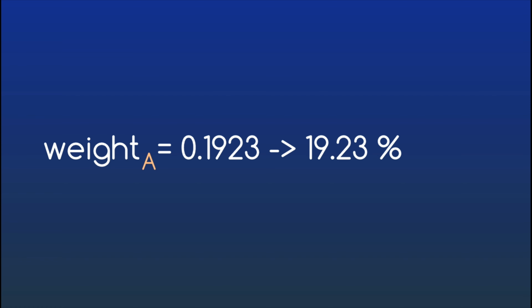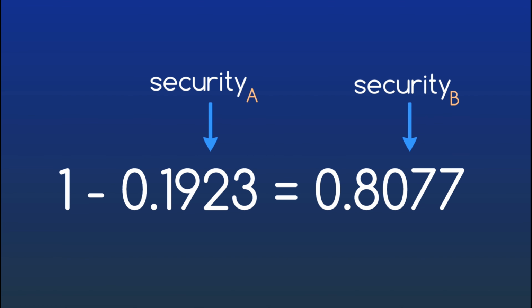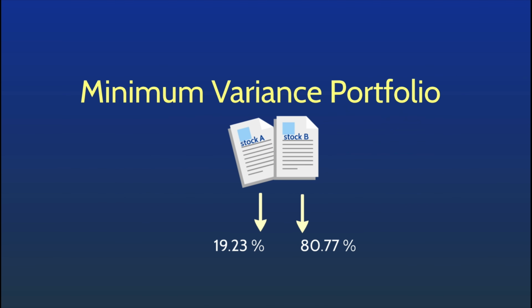If we now subtract this from 1, we get the proportion of the second security. Thus, our minimum variance portfolio consists of 19.23% in security A and 80.77% in security B. An investor aiming to construct a portfolio with the lowest variance should invest in the two securities in these proportions.